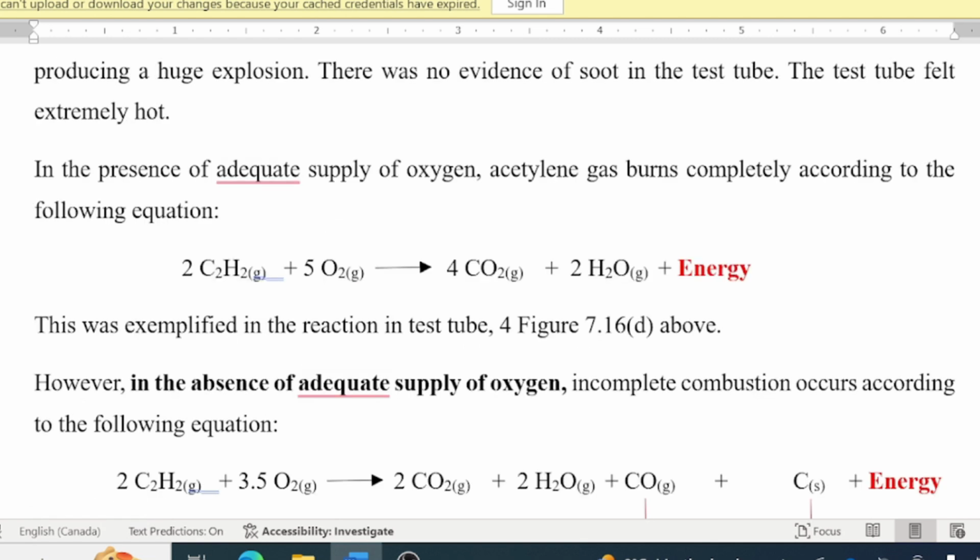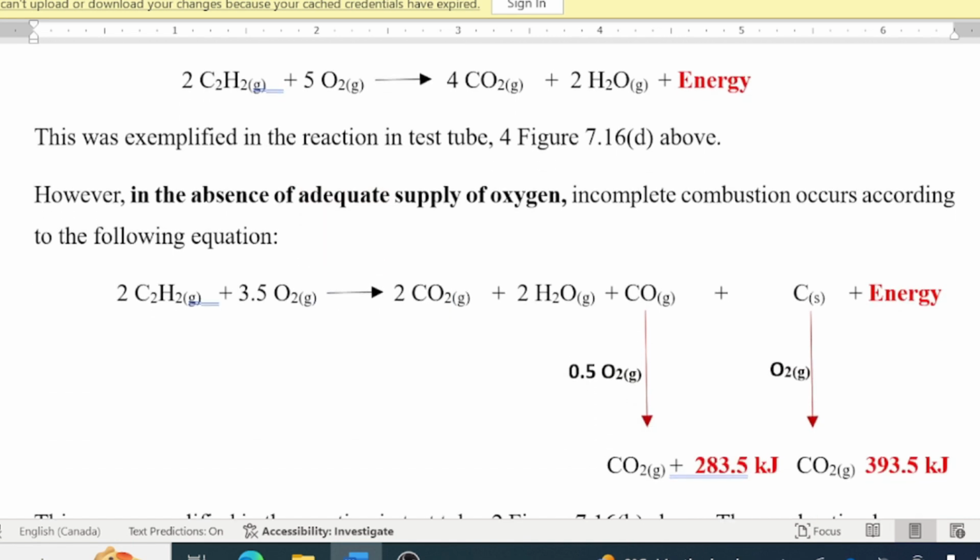In which test tube do we think there was complete combustion? Most people will tell you it's the last one, because you had a maximum amount of energy produced, and no evidence of soot to indicate any type of incomplete combustion. In the absence of an adequate supply of oxygen, this is what you got there.